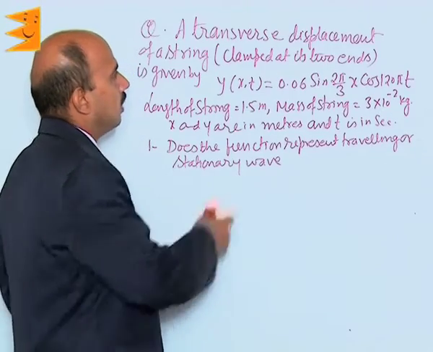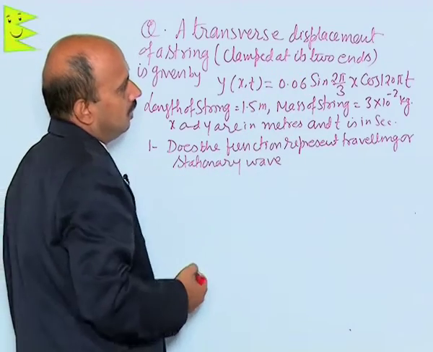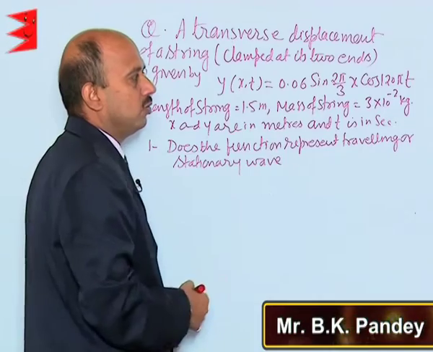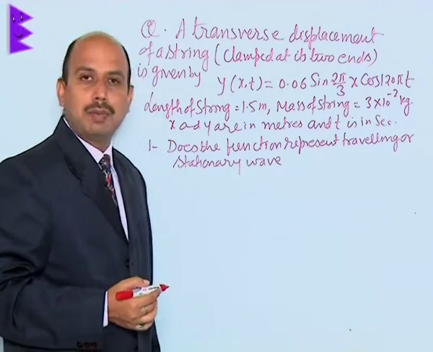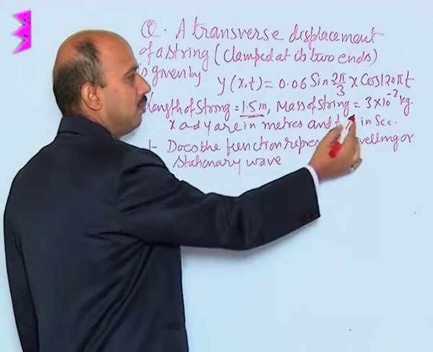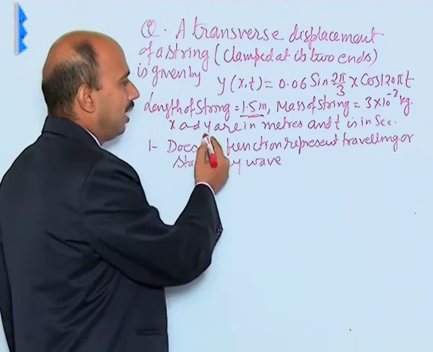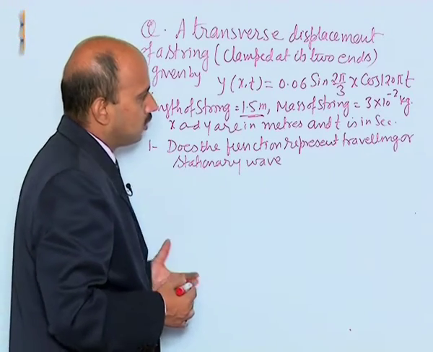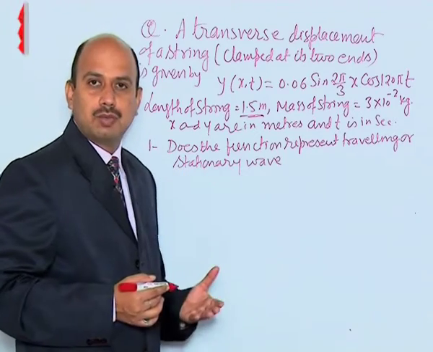Now see here, a transverse displacement of a string clamped at its two ends is given by y(x,t) = 0.06 sin(2π/3 x) cos(120π t), where the length of the string is 1.5 meter, mass of the string is 3 × 10^-2 kg, x and y are in meters and t is in seconds.